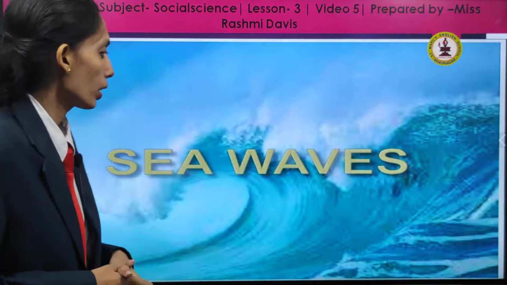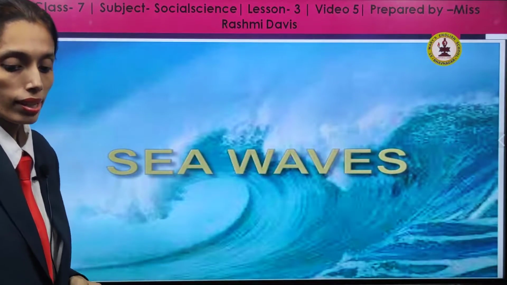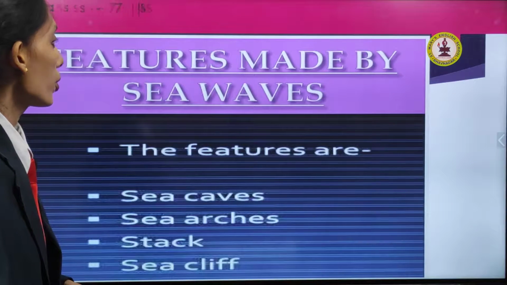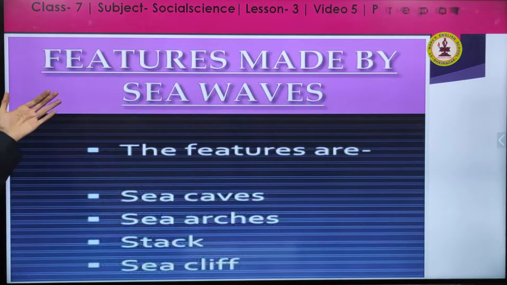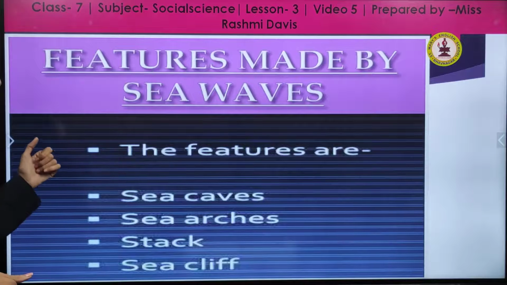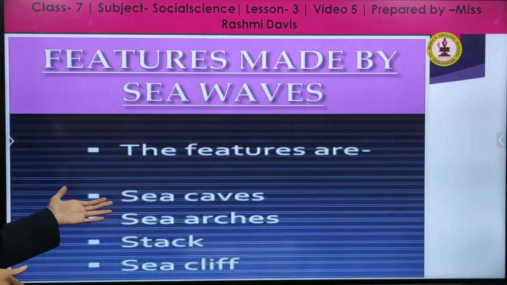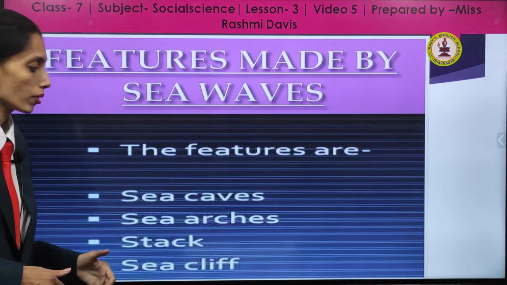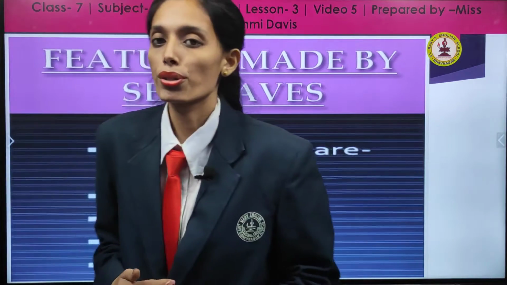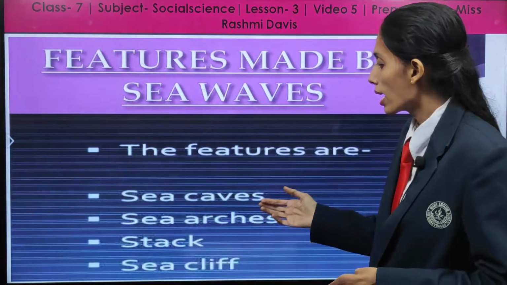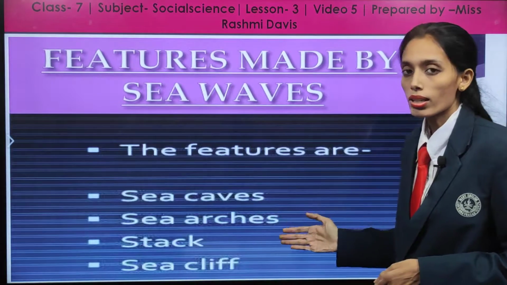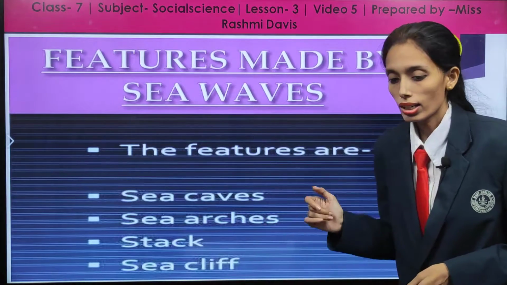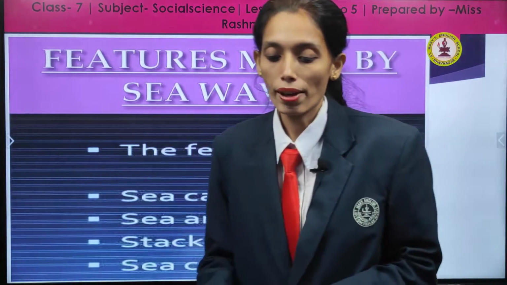In this video number 5, we are going to talk about the sea waves in detail. This is the sea waves. Features made by the sea waves. The features are sea caves, sea arcs, stack and sea cliff. These are the different features of sea waves. Just have a look: sea caves, sea arcs, stack and sea cliff. These four you have to remember.